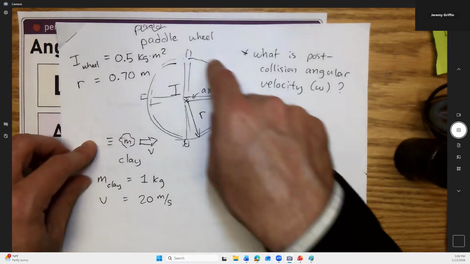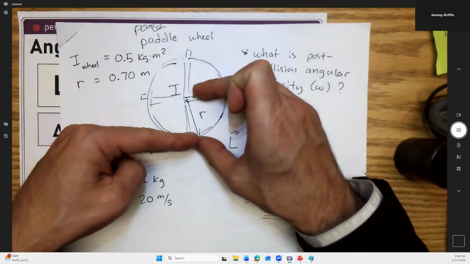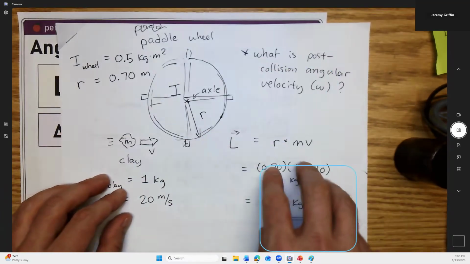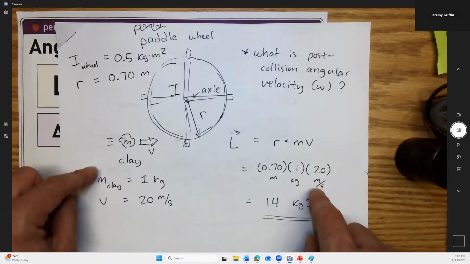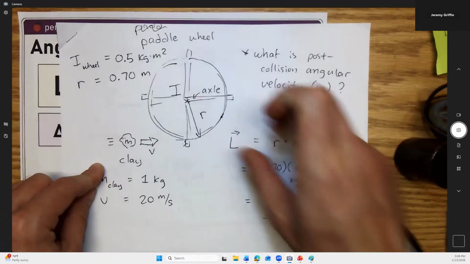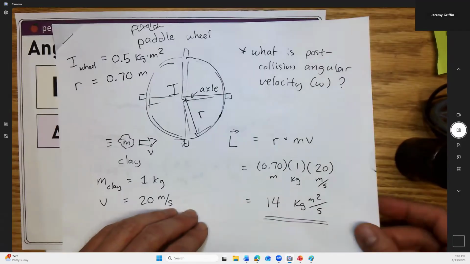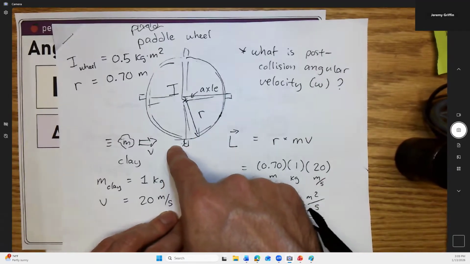What if I have a paddle wheel, and at this radial distance, I have this blob of clay that comes in? How fast does it get the paddle wheel spinning? I do r cross mv from the clay, and if I gave you the mass and throwing speed of the clay and this radial arm, I can calculate the angular momentum. I can get a numerical value. Then here's where it depends: does the clay stick or bounce? If it's clay, it probably sticks.